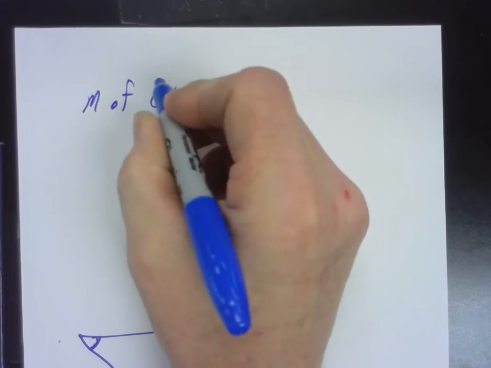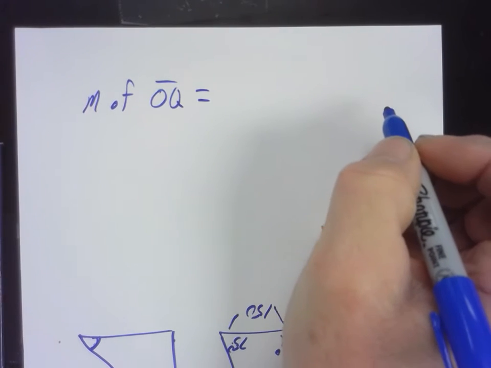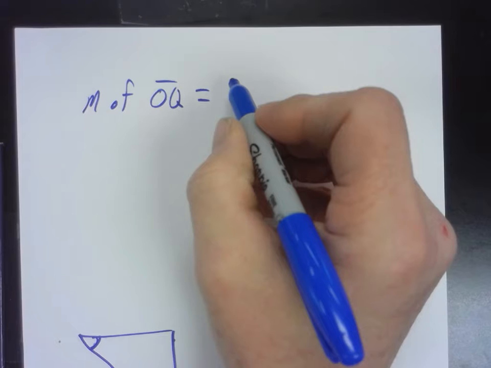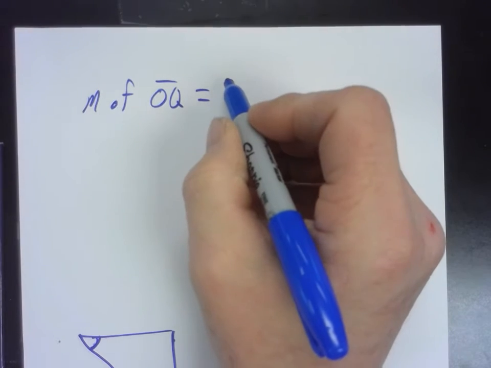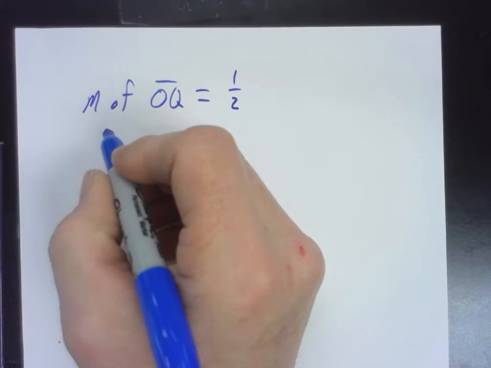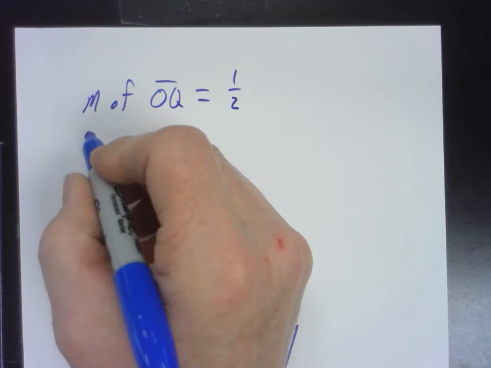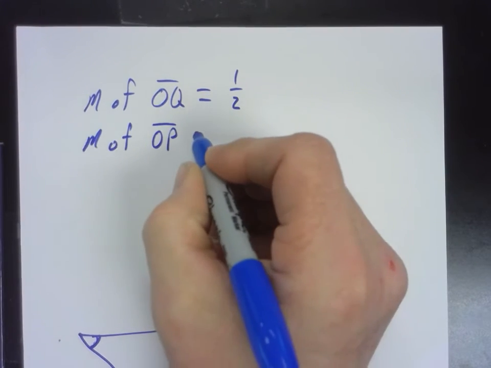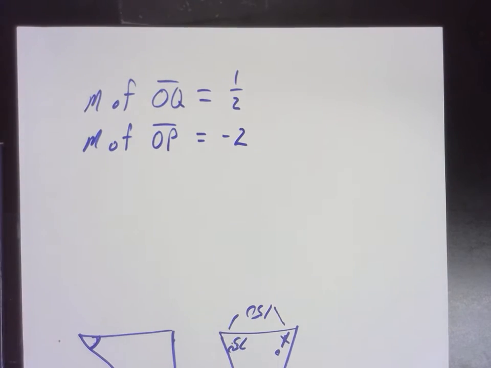Of that segment? What is it? What? 1/2? And what about the slope of OP? It is -2? Okay. Are those two lines perpendicular? So what type of angle is that? Okay, so it's a right triangle then, isn't it?